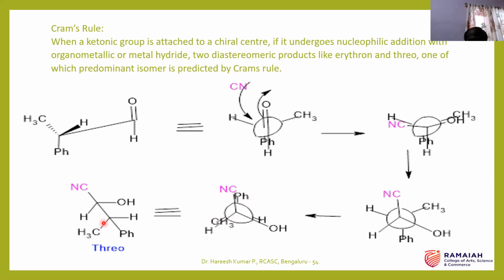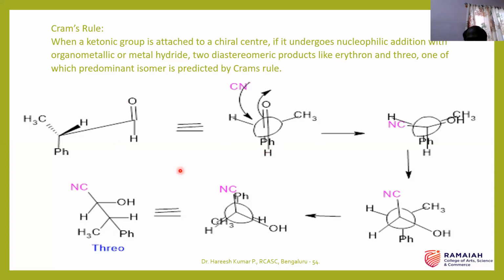And here you can observe that the priority group is on the left hand side. Here the priority group is on the right hand side. Since the priority groups are in opposite directions, we can say that this is threo. So it means that using Cram's rule, one can predict the major product, that is threo, and this is the mechanism. This is again how Cram's rule is explained with the help of an example.